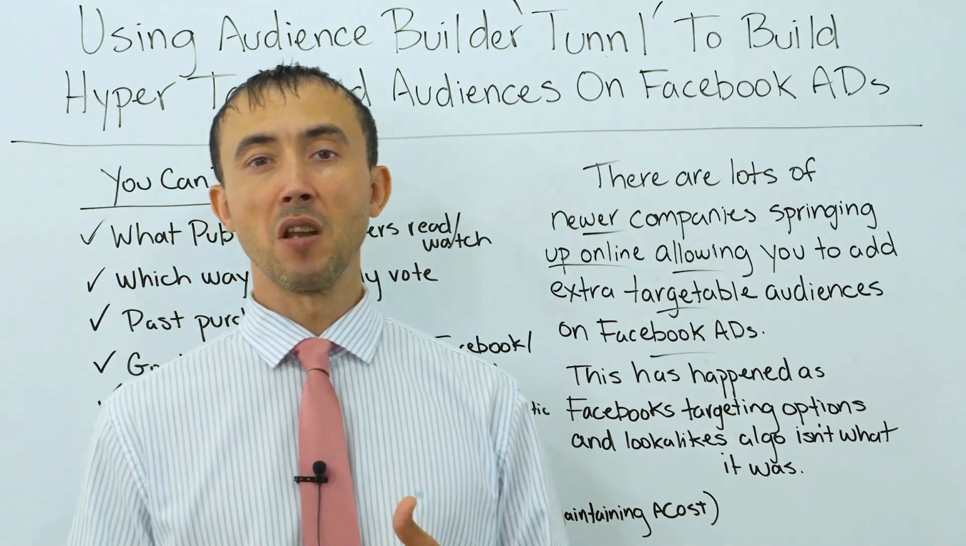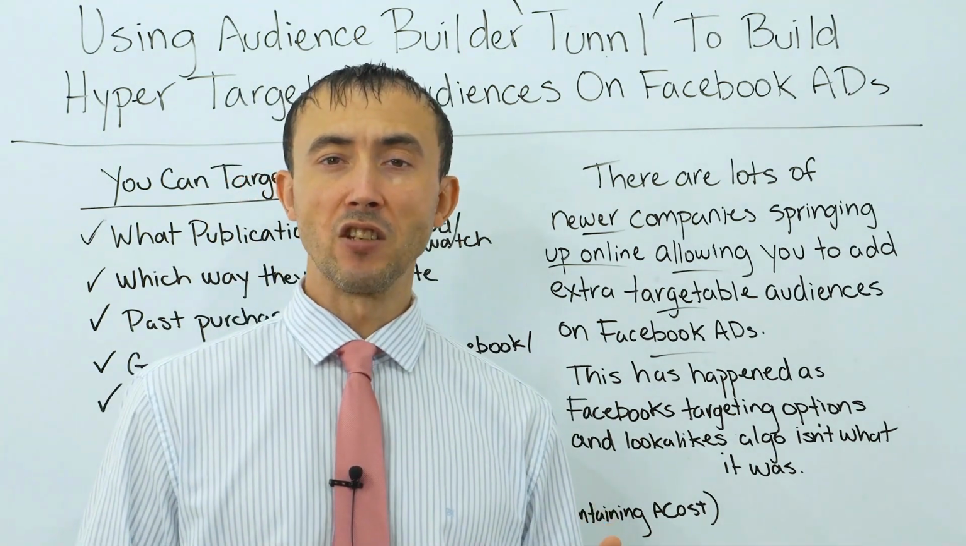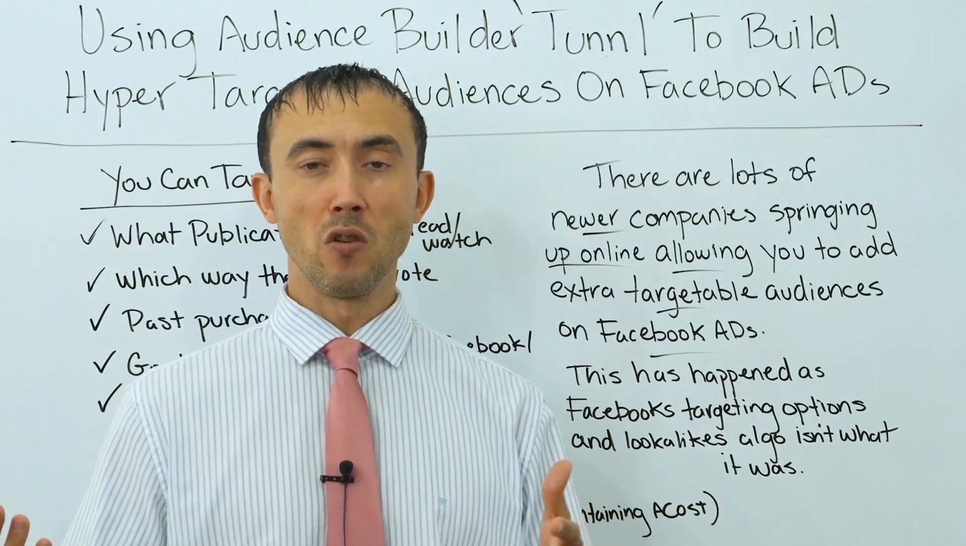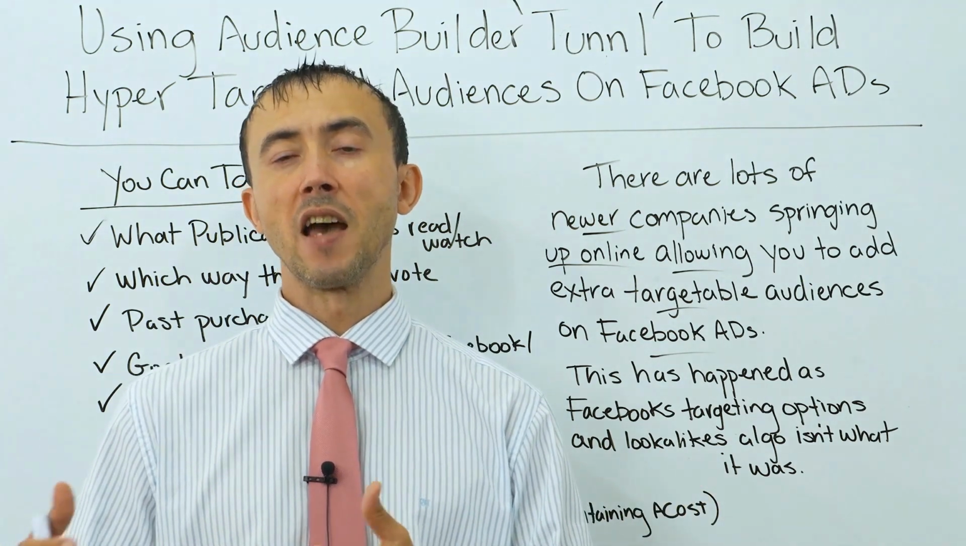If you could target somebody based upon their political affiliation, because that's what you really need to make the campaign successful, then you could use these outside audience builder tools like Tunnl to do that.